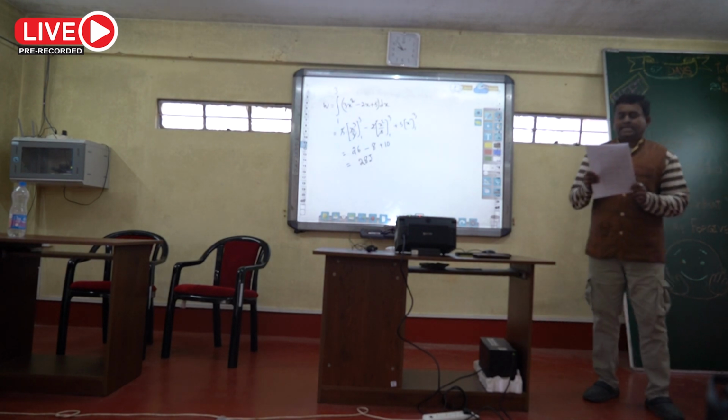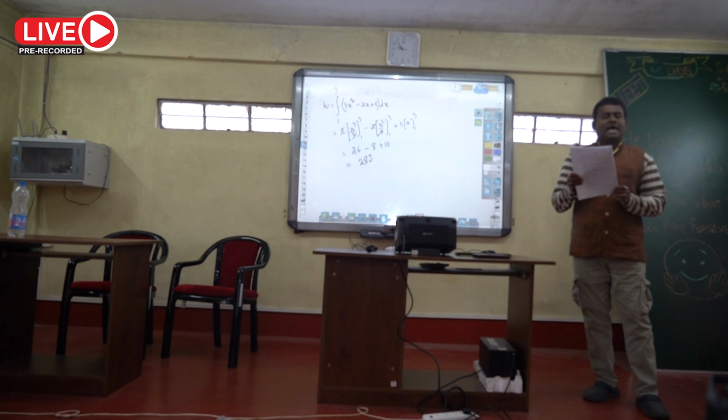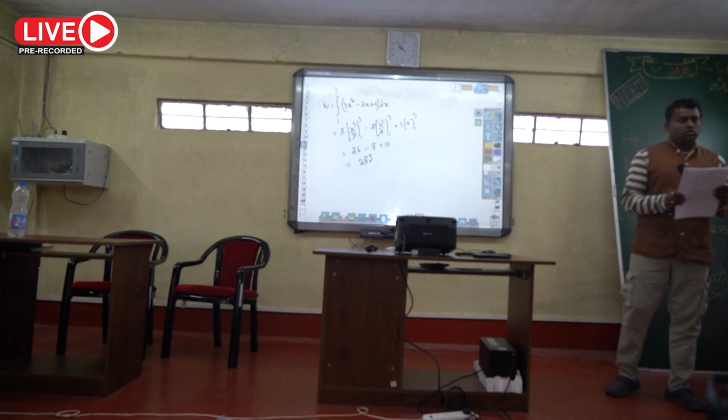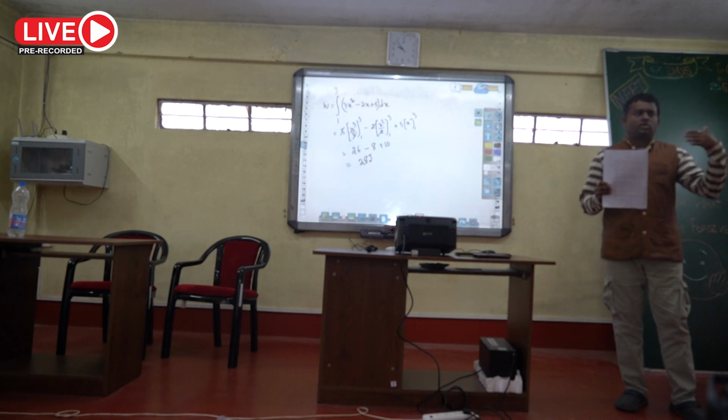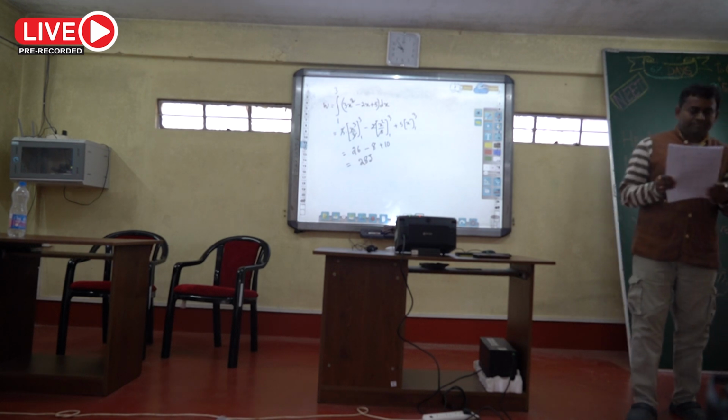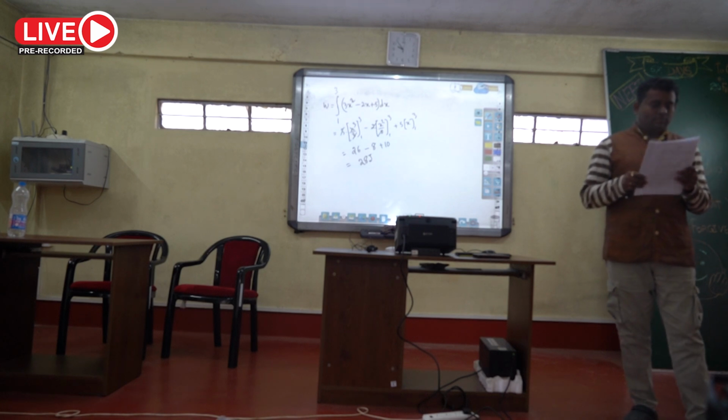Next question. In stable equilibrium, a body has minimum potential energy. Force is 0 in both equilibriums, stable or unstable. But in unstable equilibrium, potential energy is maximum. In stable equilibrium, potential energy is minimum. So option 2 is correct.